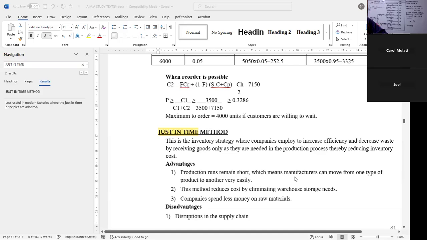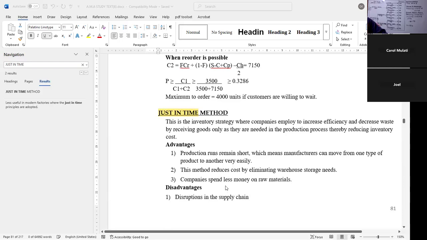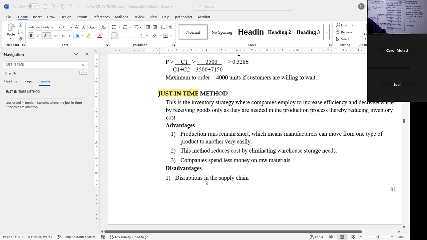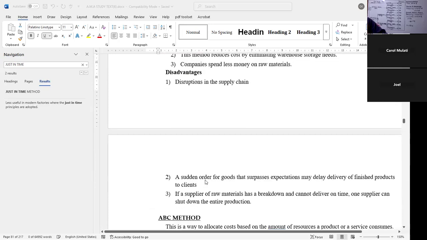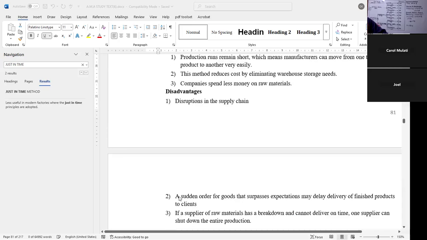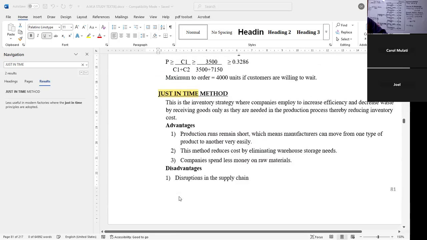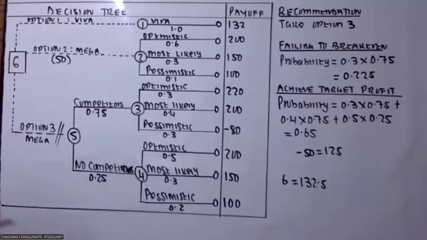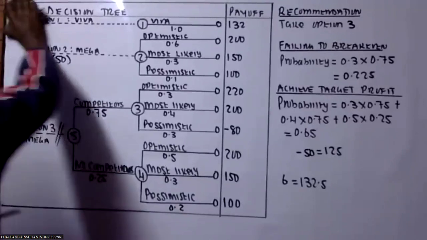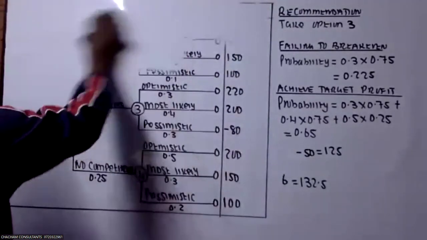Production runs remain short. The method reduces cost by eliminating warehouse. Companies spend less money on raw materials. The disadvantages are disruptions in the supply chain. A sudden order that surpasses expectations may delay delivery, and the supplier of raw material can have a breakdown. So when you are told to discuss the salient features, those are the key features of just-in-time.